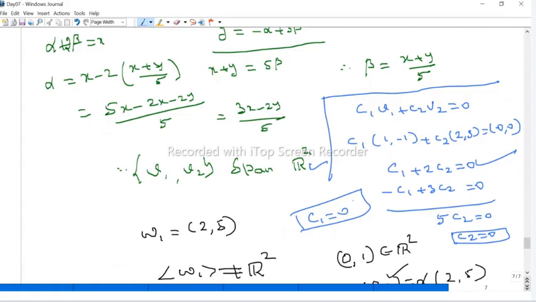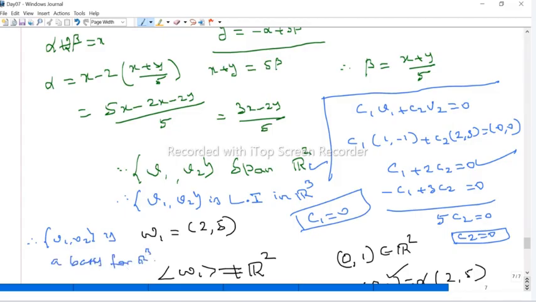If we consider this vector equation c1 v1 plus c2 v2 equal to 0, we get the trivial solution. The only solution is (0, 0). Therefore v1, v2 is linearly independent. I can write it in short as LI, a linearly independent set in R2. Therefore v1, v2 is both linearly independent and spans the entire space. Therefore it's a basis. So v1, v2 form a basis for R2.